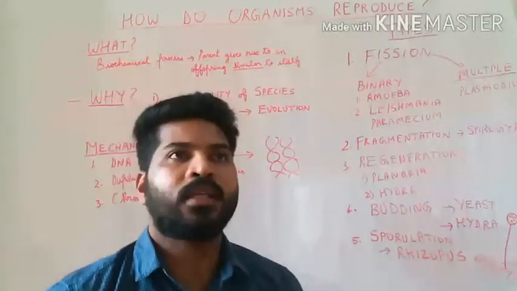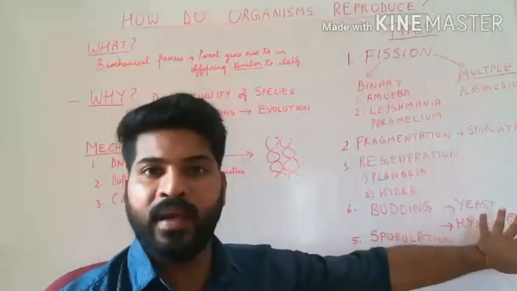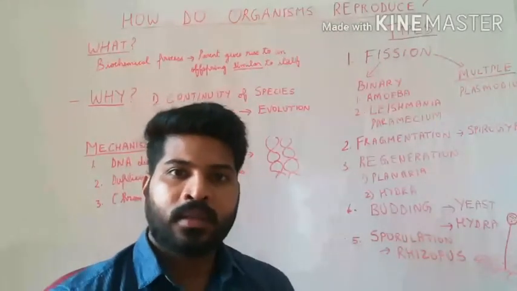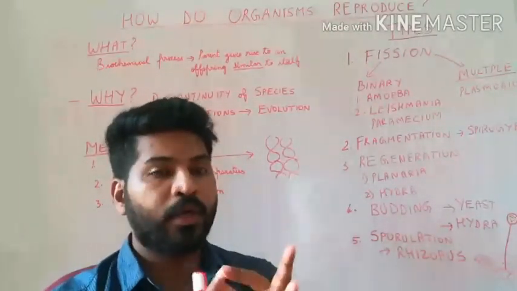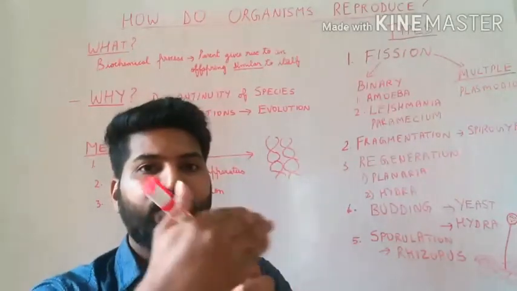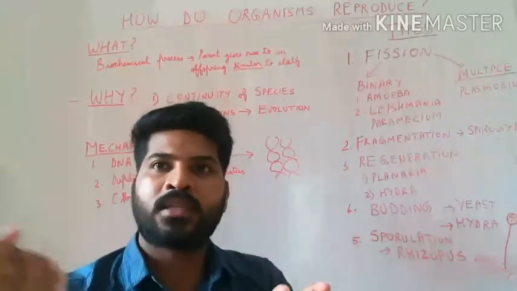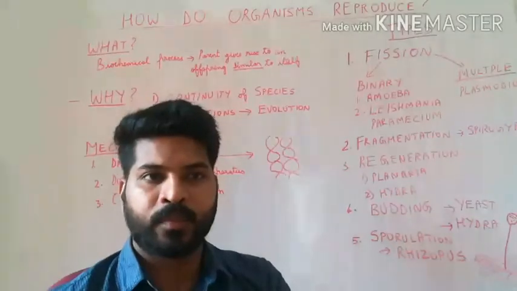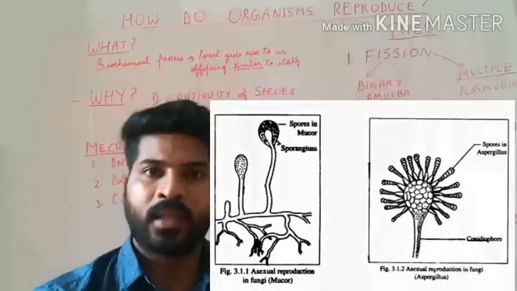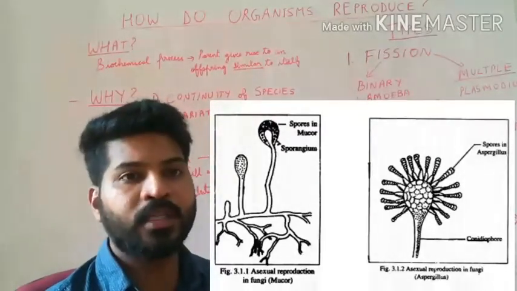Now, spore formation has two advantages. One, it produces a large number of individuals. Literally thousands of spores are produced in the sporangium. So, in a short duration, there is rapid production of individuals. Number two, most importantly, spores are highly resistant structures. They have a tough outer wall, outer coat, which protects them from harsh temperature, extreme water conditions, salinity, etc. So during unfavorable conditions, the spore helps to protect the inner contents. When the conditions are favorable, the spore will germinate to produce a new individual. That is the advantage of spores.